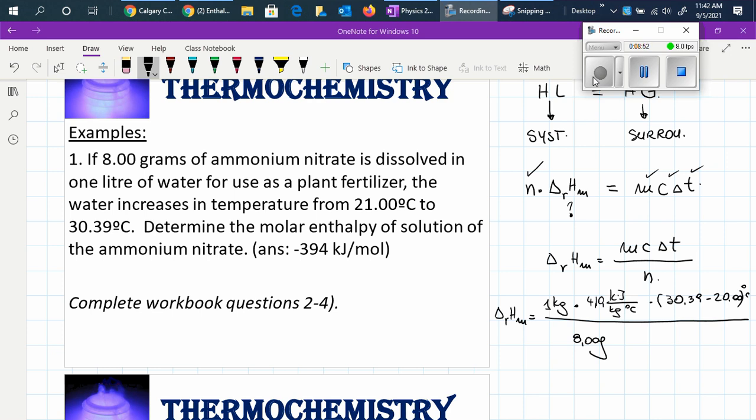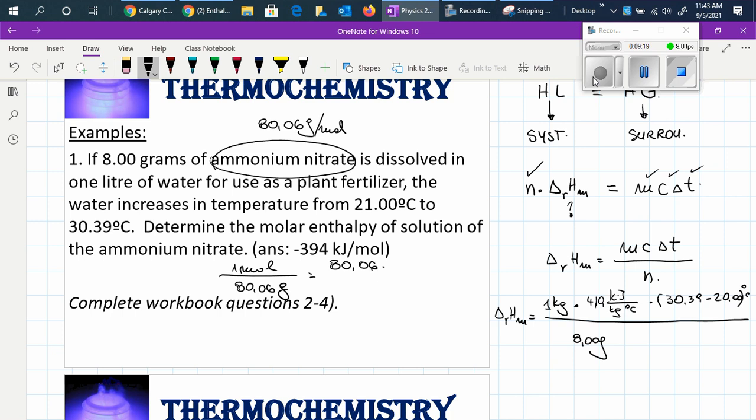so therefore you have 2 nitrogen, 4 hydrogen, and 3 oxygen. So the molar mass of ammonium nitrate is 80.06 grams per mole, which means that if you have 1 mole of ammonium nitrate, then you have 80.06 grams of ammonium nitrate, or if you have 80.06 grams of ammonium nitrate, then you have 1 mole of ammonium nitrate.